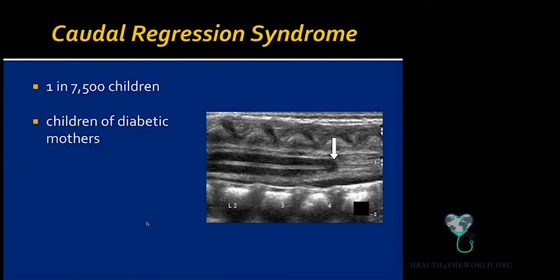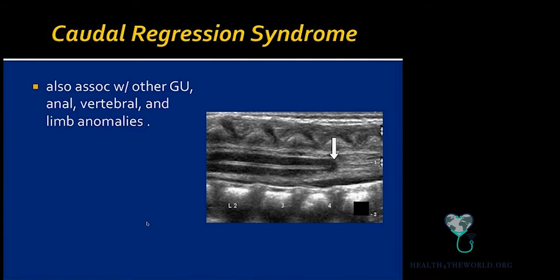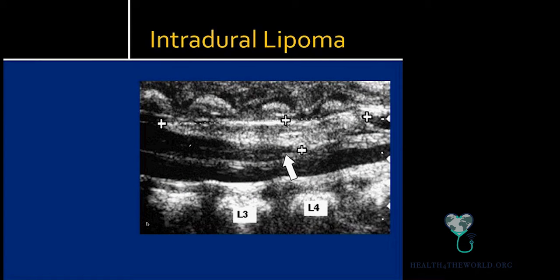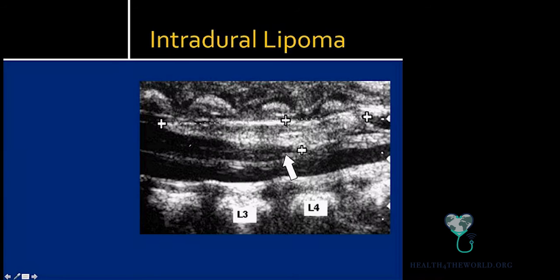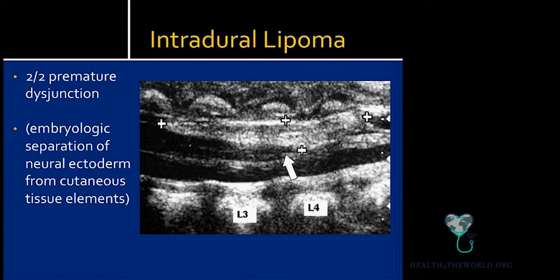Not uncommon, particularly in children with diabetic mothers, along with other GU anomalies. So that's where you see essentially just an abrupt termination of the cord here, and you'll see sacral anomalies in particular with caudal regression syndrome. Intradural lipoma, that's another thing that we can see. We talked about disjunction and the neural tube, and where things can get pulled in, and this is one example of that, an intradural lipoma.